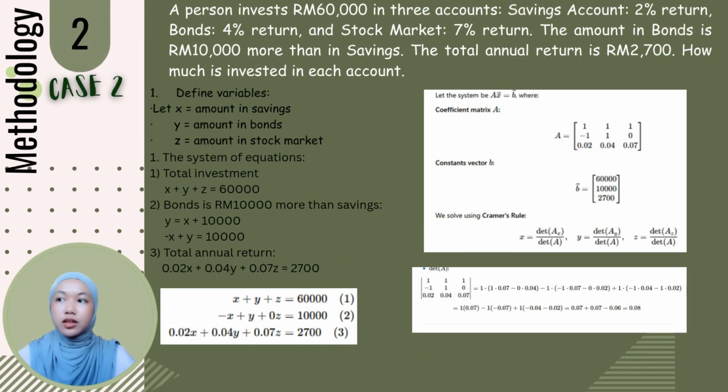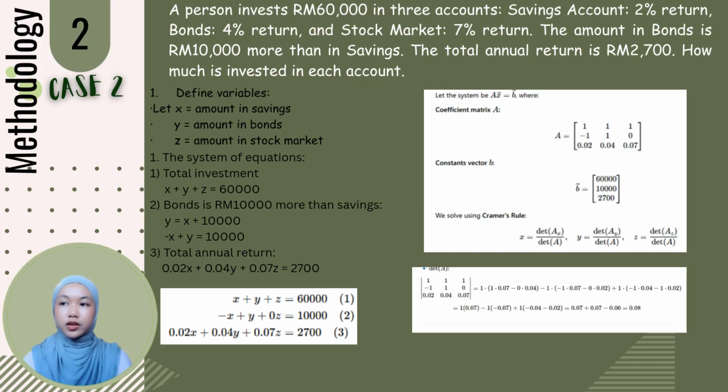For methodology 2, a person invests 60,000 in 3 accounts: a savings account with 2% return, bonds with 4% return, and the stock market with 7% return. The amount in bonds is 10,000 more than in savings. The total annual return is 2,700. How much is invested in each account?